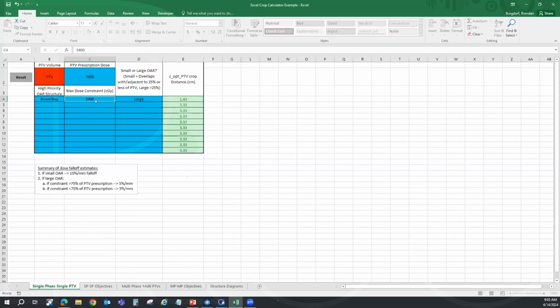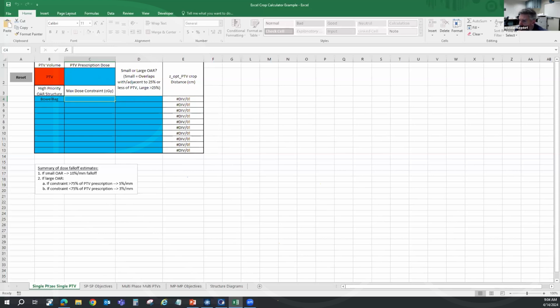So with our constraint at 54 gray, we need to crop back our PTV 70 by 0.46 centimeters, or about 5 millimeters from our bowel bag to be able to achieve full prescription dose and safely spare the bowel from this amount. So you can see built into this Excel spreadsheet are all the dose fall off principles, and it provides this single number that you can use to crop back your PTV from this structure, so you know exactly how much of the PTV you can cover fully while still safely sparing this structure. So if I'll hit reset here, that clears everything out.